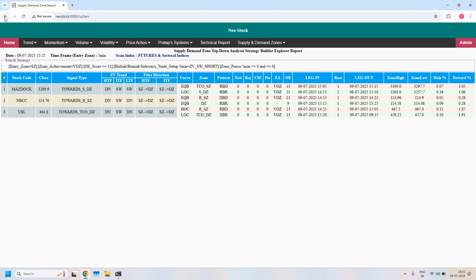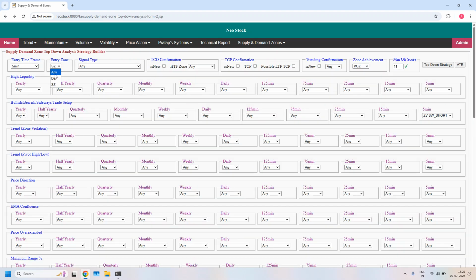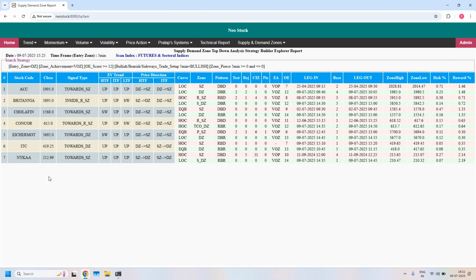Next, bullish trade setup. The changes are 5 minutes demand zone. One more change here, bullish. And one more change, minimum order enhancer score should be 12. Let's filter. We got 7 stocks supporting bullish trade setup for hourly income trade. And entry time frame zones are 5 minutes demand zones.